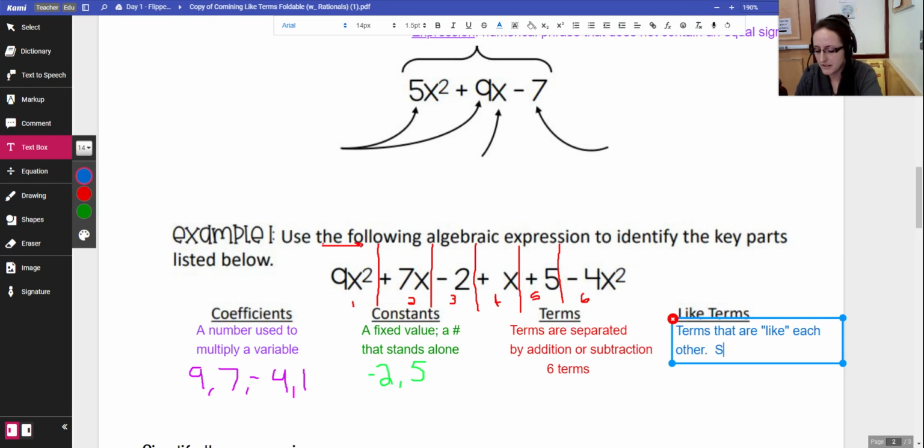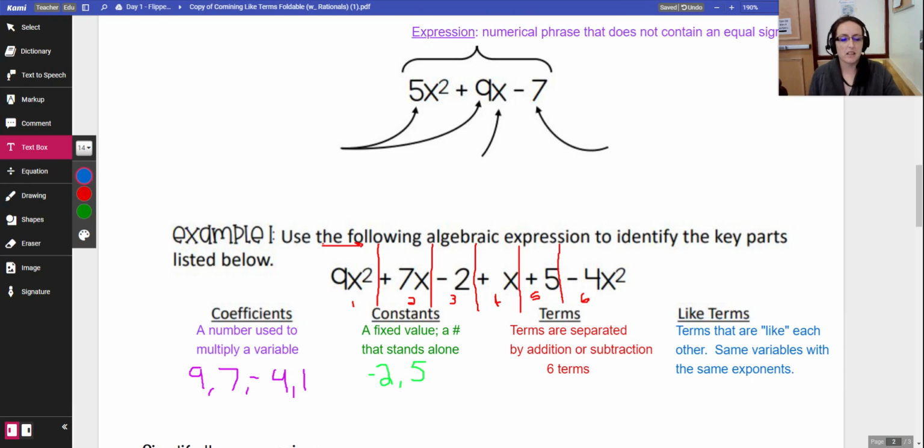And what that means is that they have the same variables with the same exponents. So that means that they have to look identical. Their coefficients could be different, but the variable terms themselves have to be the same. So x squareds with x squareds, x's with x's, x cubes with x cubes, y's with y's. And of course, if they don't have a variable, if they're a constant, constants are like terms with constants. So let's go ahead and discuss our like terms.